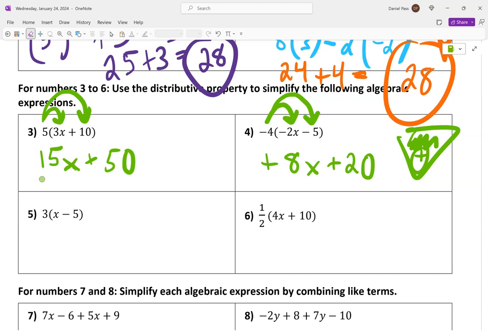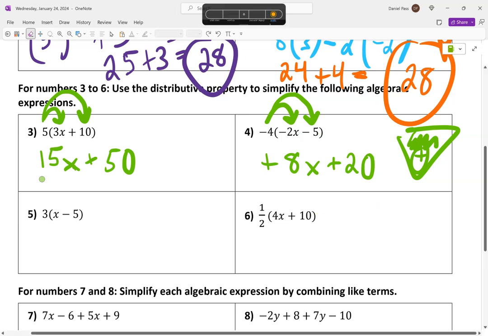All right, are we done? Yep. Yes, because we cannot add those two together. The x's and the 20. All right.